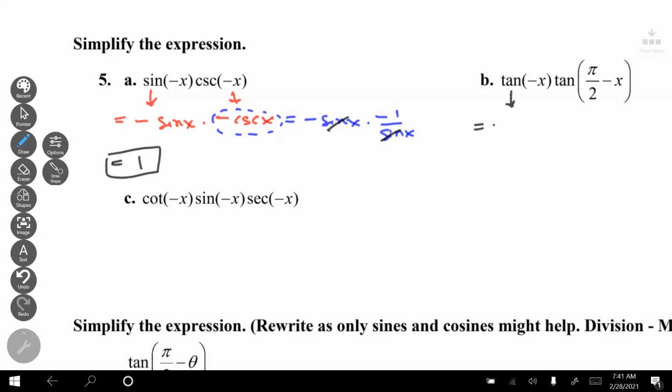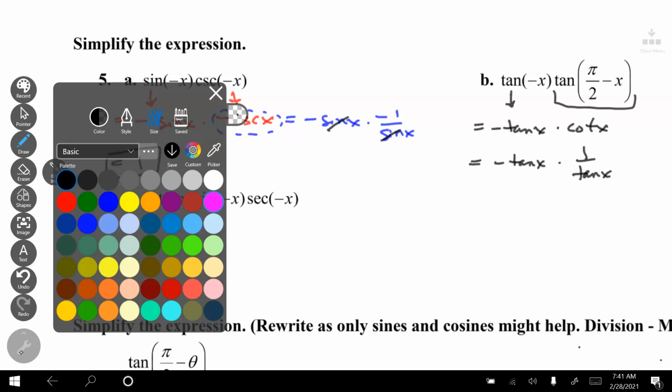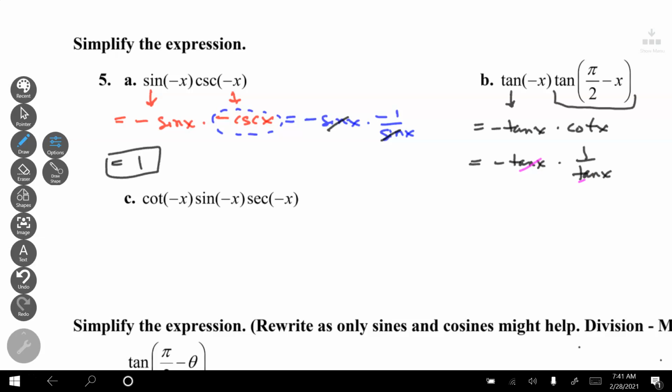This one here, again, I know tangent is odd, so negative tangent of x. This whole thing is just the reciprocal, so that's cotangent of x. So I could rewrite that as negative tangent of x times, I could rewrite things with sines and cosines, or I could just write cotangent as 1 over tangent of x. I get the tangents to cancel out. I get a final result of negative 1.